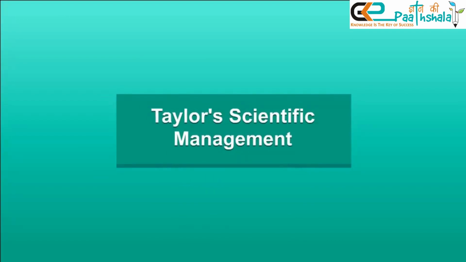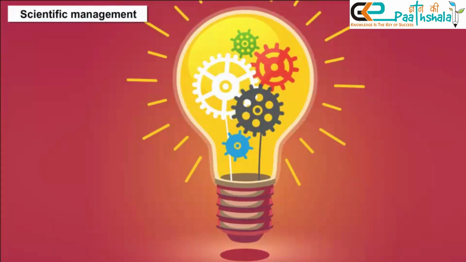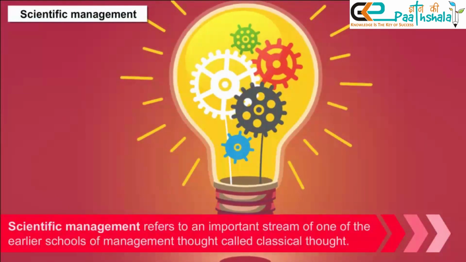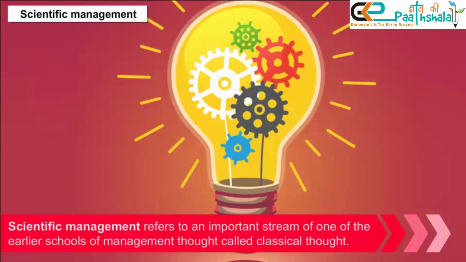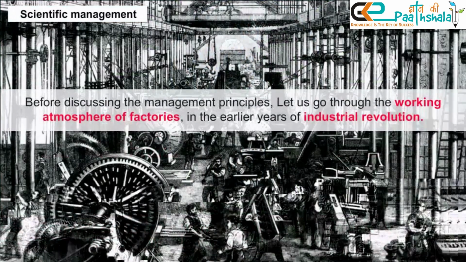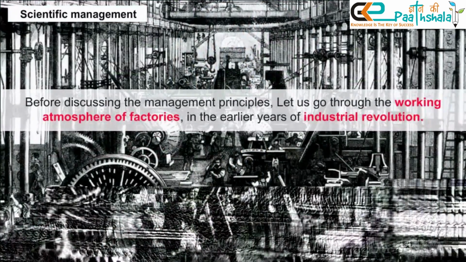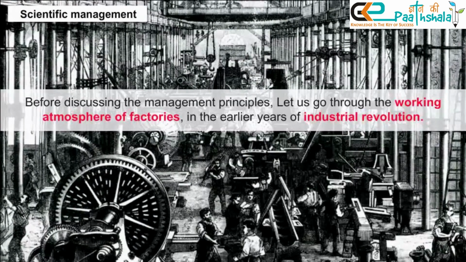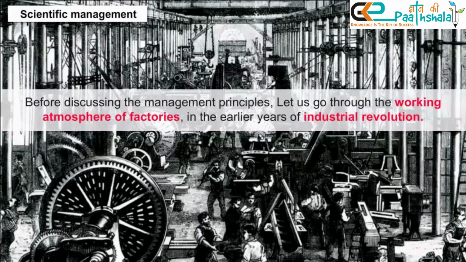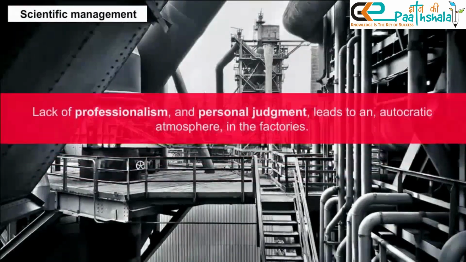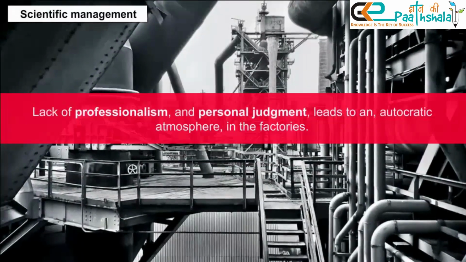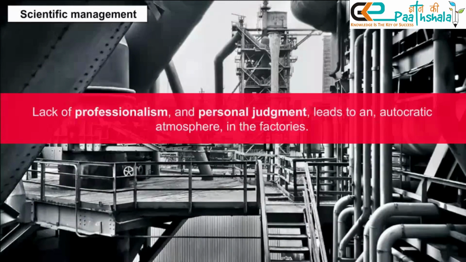Scientific management. Scientific management refers to an important stream of one of the earlier schools of management thought, called classical thought. Before discussing the management principles, let us go through the working atmosphere of factories in the earlier years of Industrial Revolution. Lack of professionalism and personal judgment leads to an autocratic atmosphere in the factories.